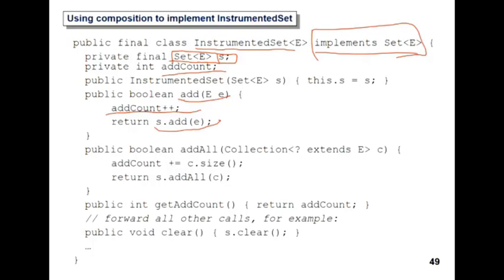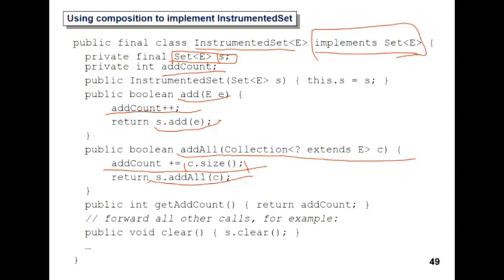The same with addAll. So you do your add count, so you get the size of whatever data structure you want to add to your own set, and then you return s.addAll. So basically you're using the capabilities of the hierarchy rather than being part of the hierarchy itself. So that's what composition is. You're just using something rather than being part of it.